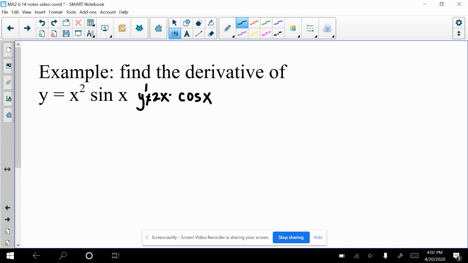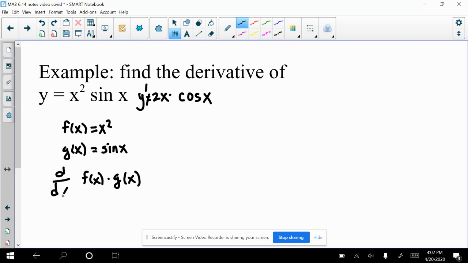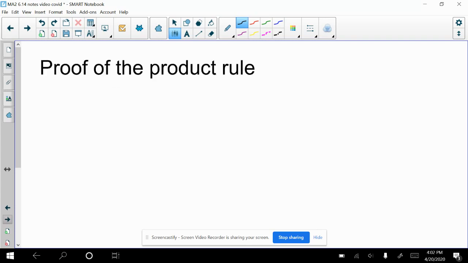So basically what we have is two functions, right? So we could think of it as one of the functions is f of x and it's x squared, and the other function, g of x, is sine x. And we want to find the derivative of f of x multiplied by g of x. Find the derivative of this product of two functions. And we just talked about that it is not going to be just finding the derivative of f and multiplying it by the derivative of g. That's not how it works, unfortunately. So we're going to come up with something called the product rule.